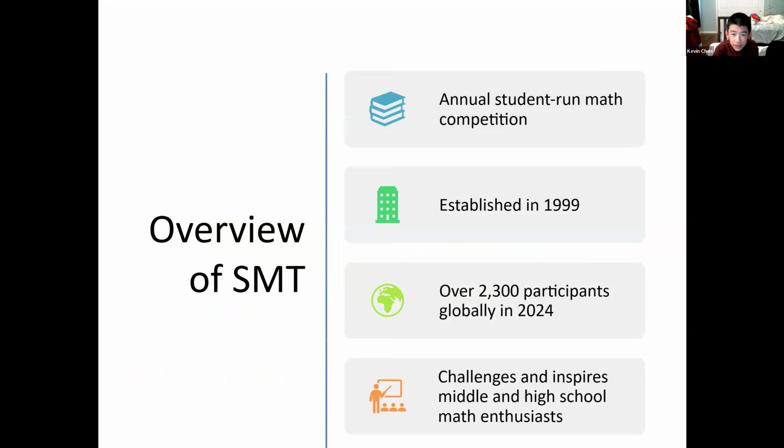So, the SMT is an annual math competition that's run by students from Stanford University. It was established in 1999, and last year in 2024, I was surprised to know this, but there were over 2,300 participants. The purpose of the SMT and the goal of their team is to challenge and inspire middle school and high school students and math enthusiasts.